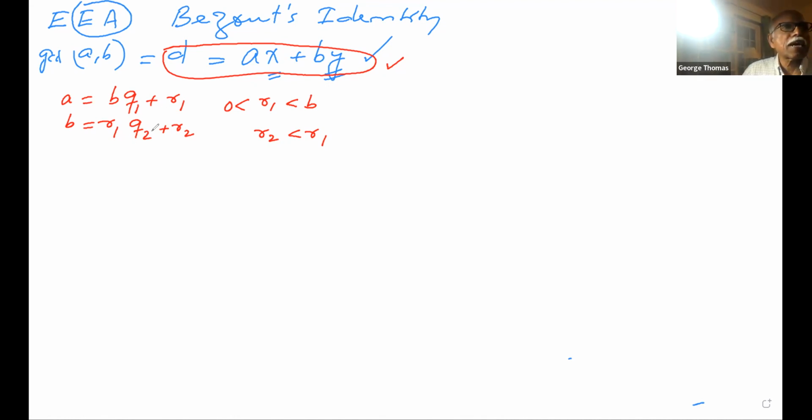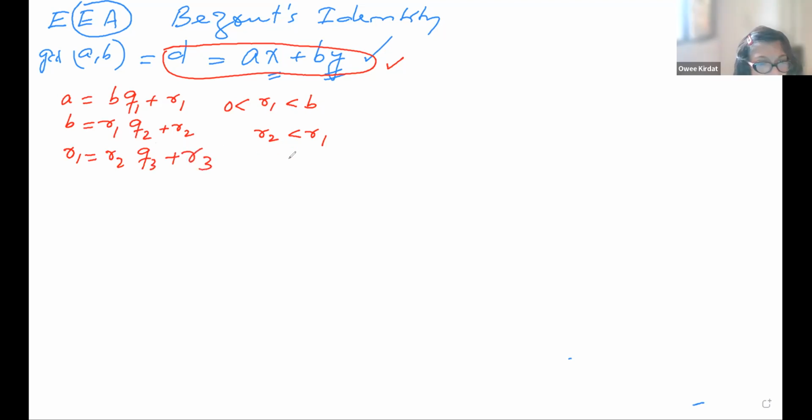But the reason I put a 2 there is that if I don't, and I put a 1 there, some people may confuse that they are the same. So it doesn't hurt putting it there. That's a good comment. It is better to put it. What's the next step? Then R1 is equal to R2 Q3 plus R3, where R3 is less than R2, and so on.